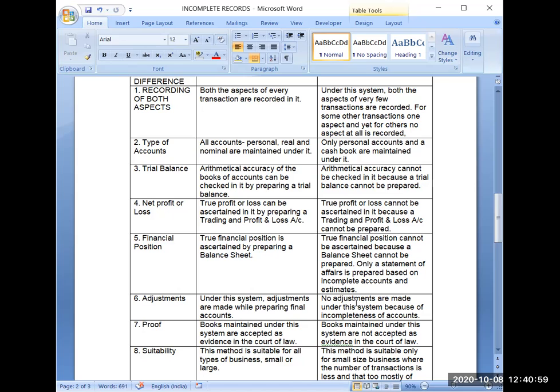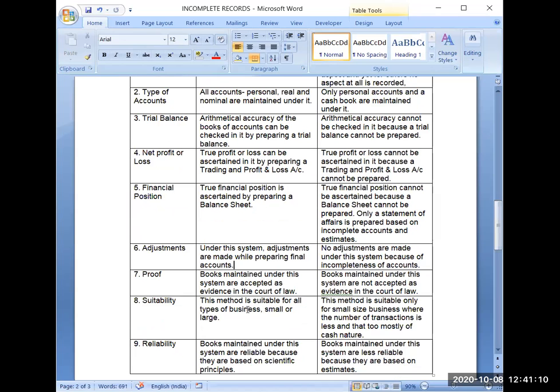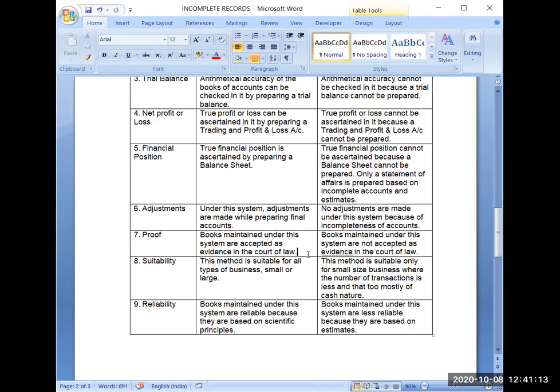Then proof. So books maintained under the system are accepted as evidence in the court of law. So if you are maintaining books of accounts as per double entry system, that accounting books will be considered as proof. But if you are maintaining records as per incomplete or single entry system, then these will not be considered as legal proof for any purpose in the court of law.